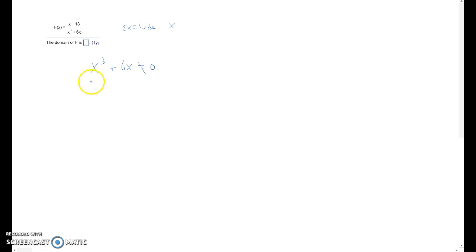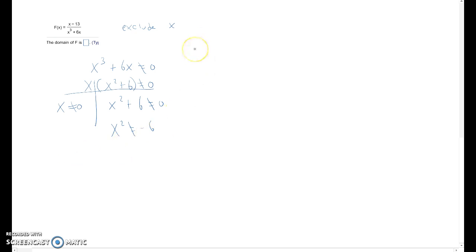So we can factor out the x value. x times x squared plus 6 equals 0. And we can set both of these equal to 0 using the zero product principle. From here we get that x cannot equal 0, and that x squared plus 6 cannot equal 0. So when we simplify this, we'll get x squared equals negative 6. x squared can never equal a negative, so this one does not have any values that we need to exclude.